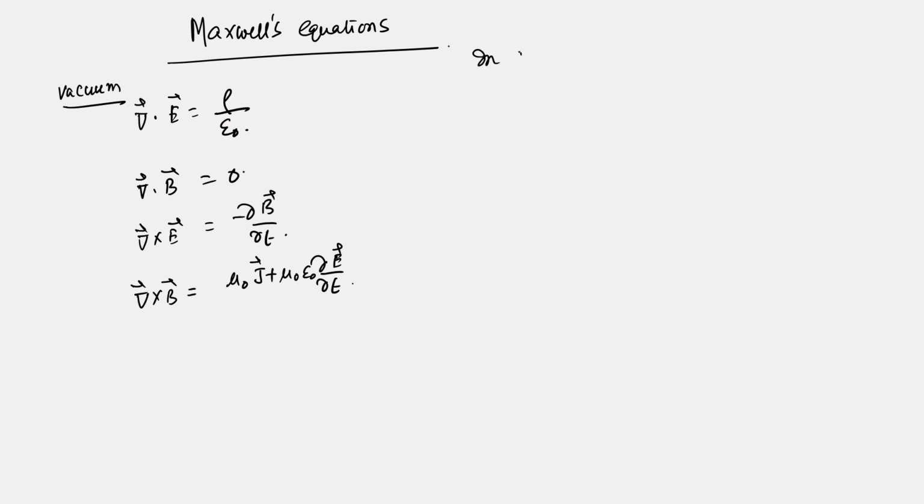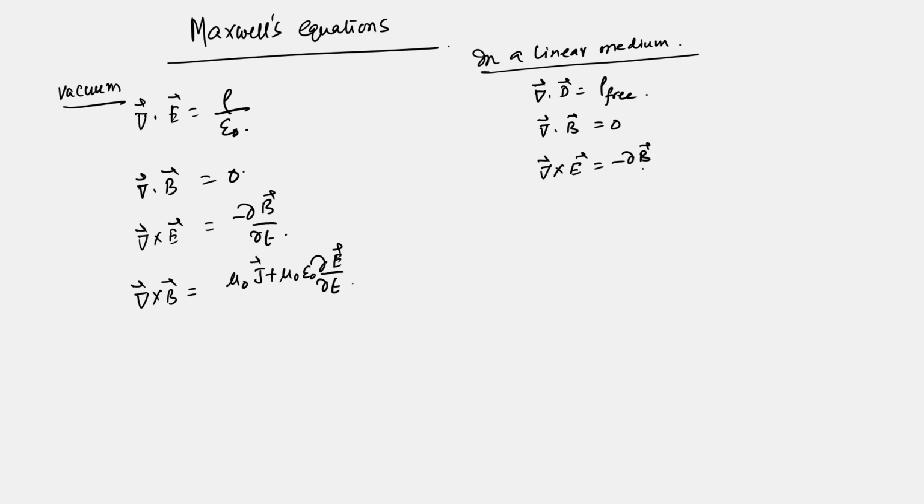And in a linear medium, and when I say a medium, it means that it has both dielectric properties and magnetic properties: divergence of D is equal to rho free, divergence of B is equal to 0, curl of E is equal to minus ∂B/∂t, and curl of H is equal to J free plus ∂D/∂t.